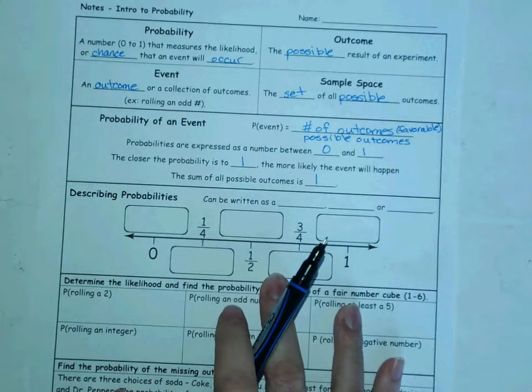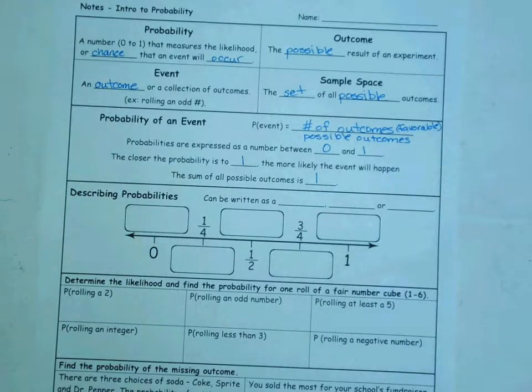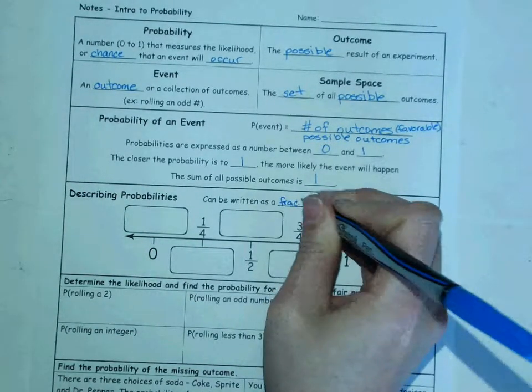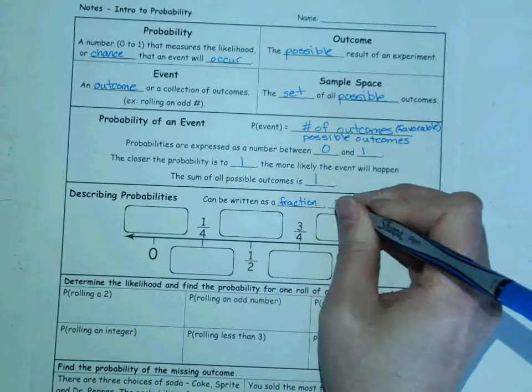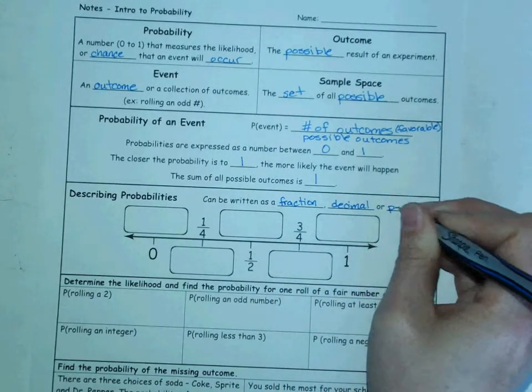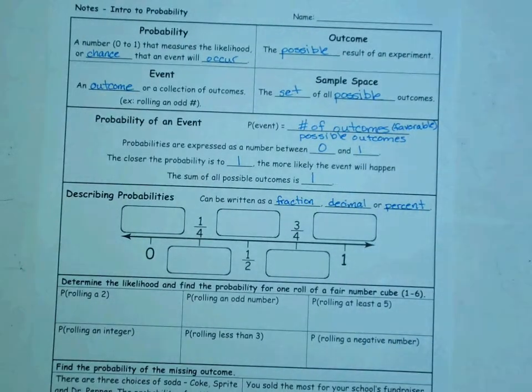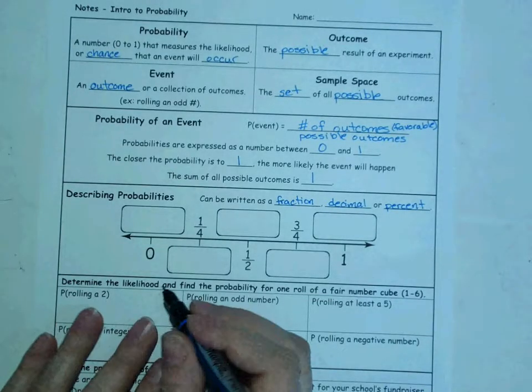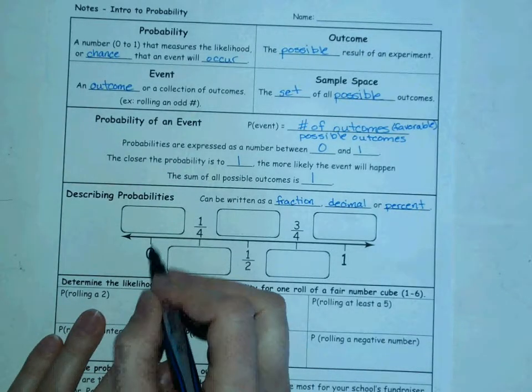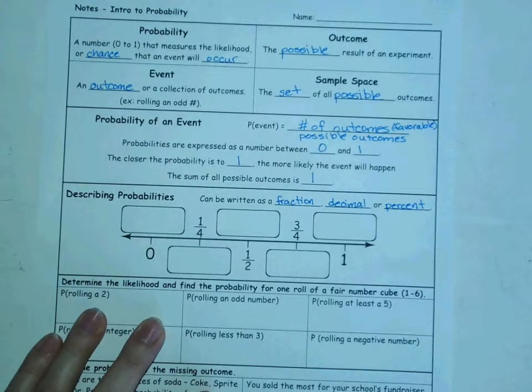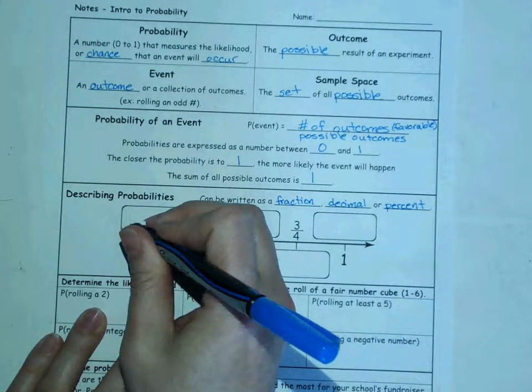Alright, so let's go to this graphic right here. If we're describing probabilities, I already mentioned when we first talked about it that it had to be a number between 0 and 1. It can be written as a fraction, a decimal, or a percent. Notice that the number line that's being given to you is given in fraction form. And if we're looking at 0, if the probability of an event is 0, that means that it is impossible. It will not occur.